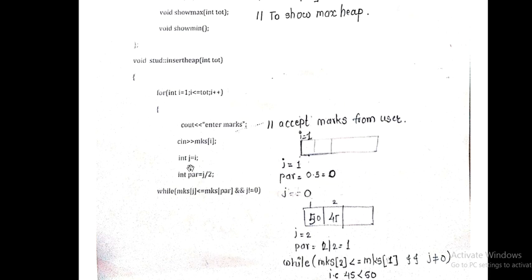Now when we have to insert an entry at the first position, i is equal to 1, because our i pointer is starting from 1.